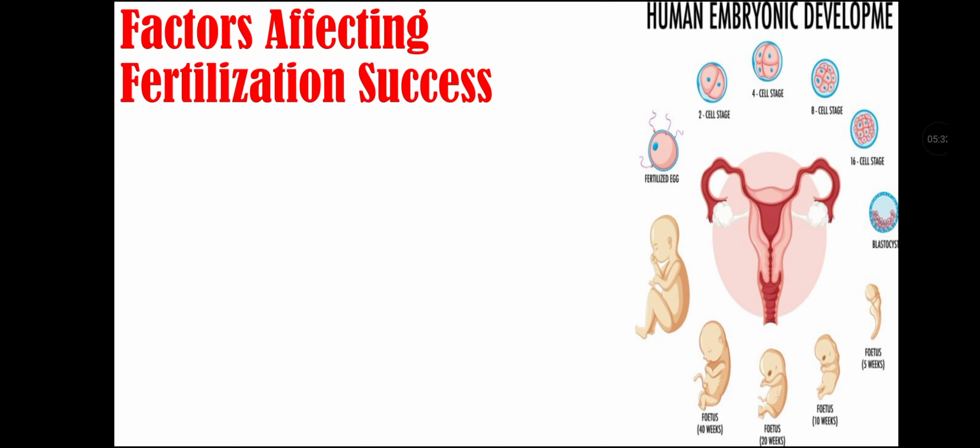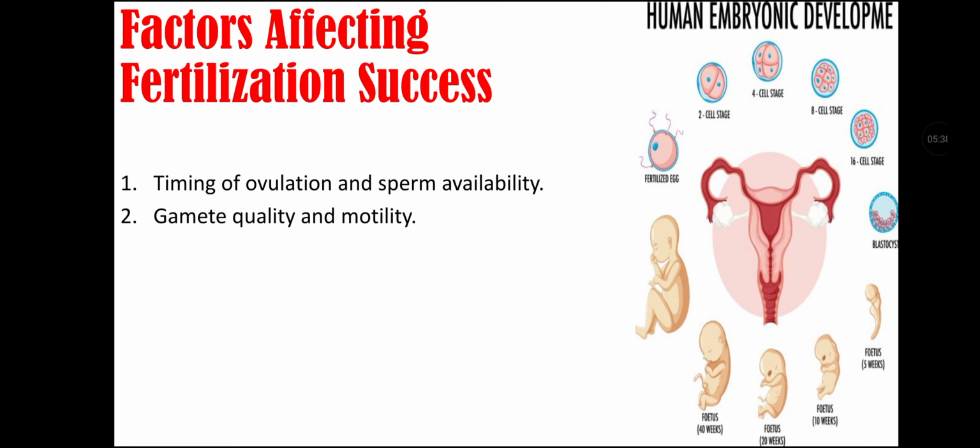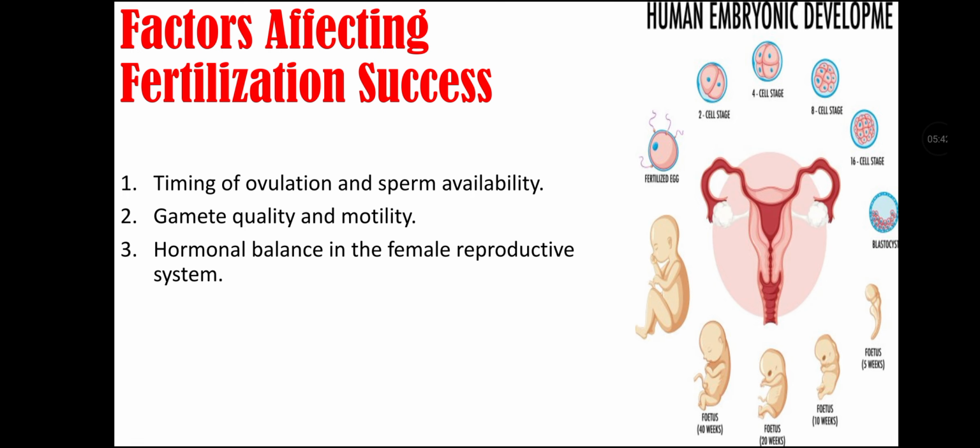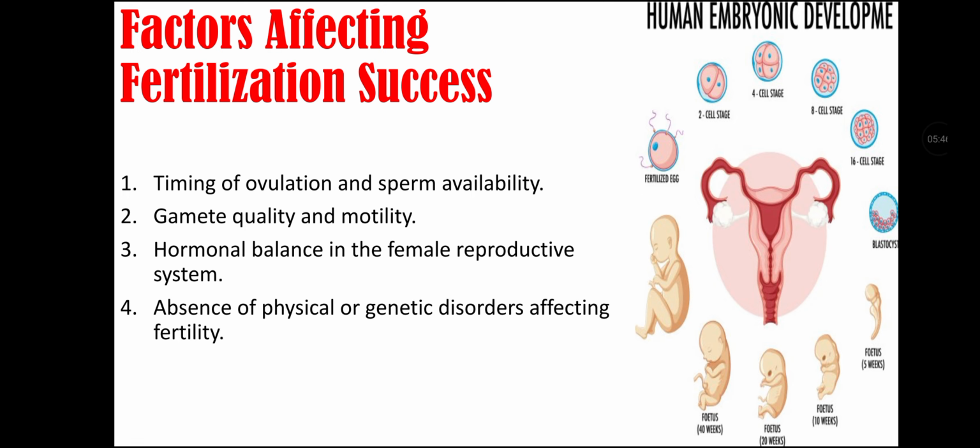Now let's talk about factors affecting fertilization success. First is timing of ovulation and sperm availability. Second factor that affects fertilization success is gamete quality and motility. Third factor is hormonal balance in the female reproductive system. Fourth factor is absence of physical or genetic disorder affecting fertility.